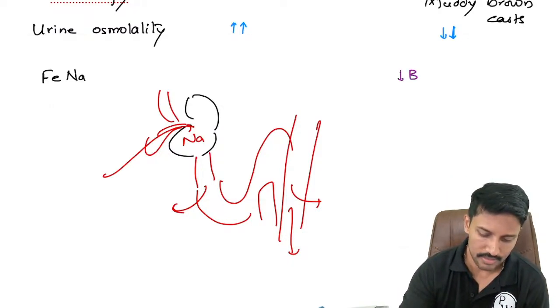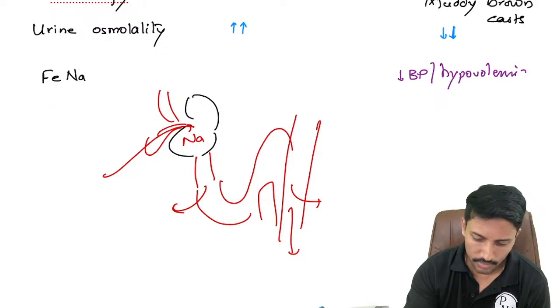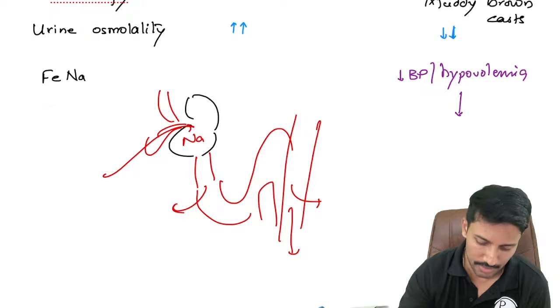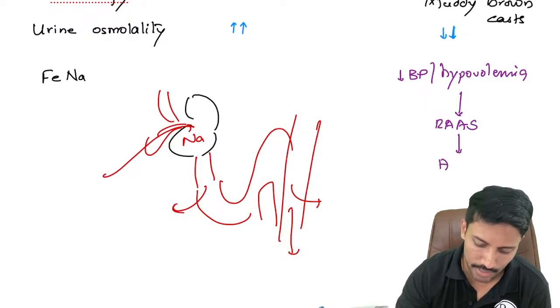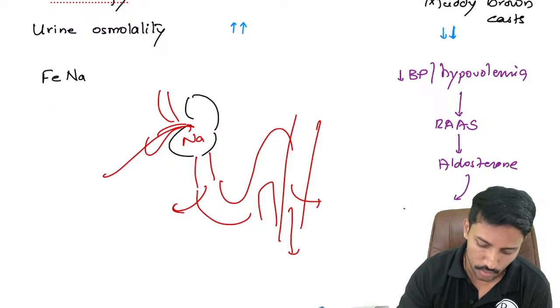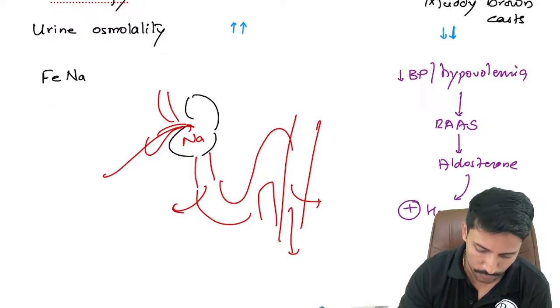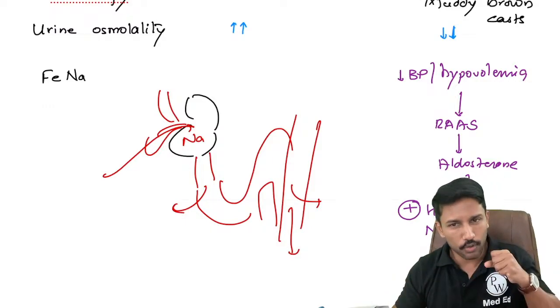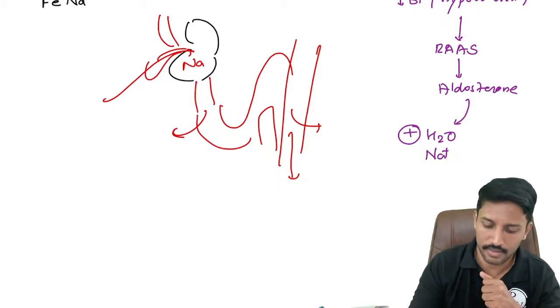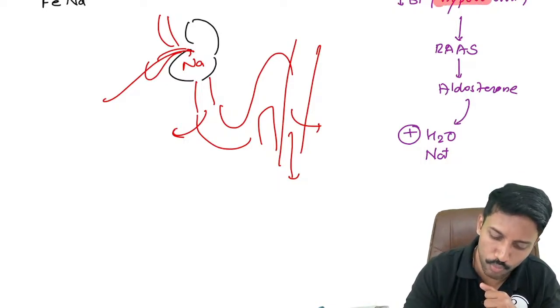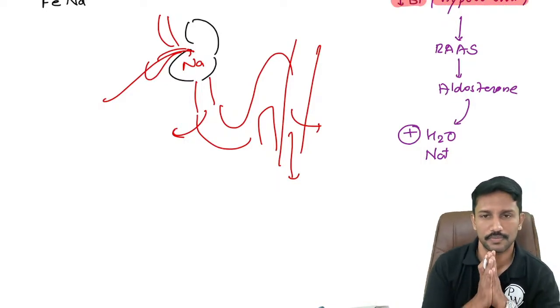Whenever there is a decrease in BP or hypovolemia, there will be activation of the RAS, the renin-angiotensin-aldosterone system, in which we have a substance called aldosterone. What will aldosterone do? Aldosterone will stimulate absorption of water and sodium. So you are absorbing a lot of water and a lot of sodium under conditions where there is hypovolemia or hypotension.